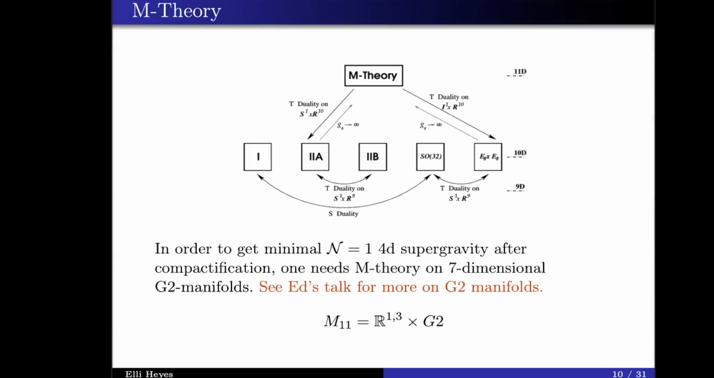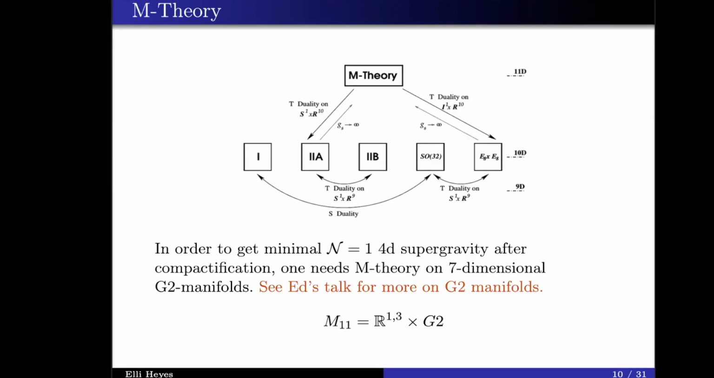The other problem in string theory is we don't just have a single theory. There's actually 5 different versions of string theory. The good thing is that they're all related to each other by various dualities, and also with this higher dimensional theory in 11 dimensions called M theory.